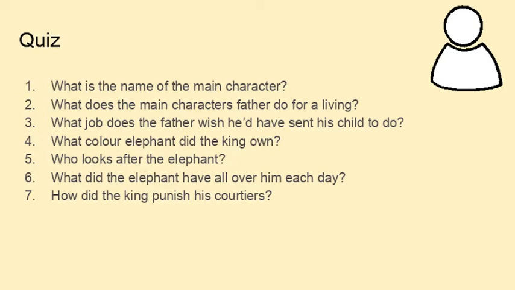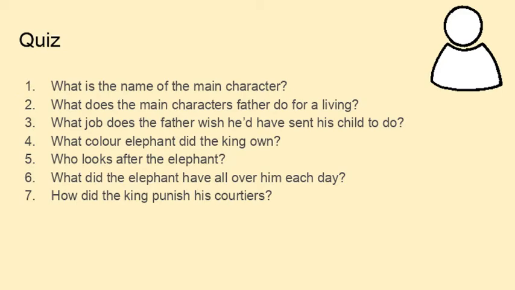As you go through school, those are basic things that you need to make sure you're doing before you really progress to anything else. Number 6, so 6 is in our margin. What did the elephant have all over him each day? And our full sentence is going to be: the elephant had something all over him each day. So where I'm saying something, that's where you put in your answer.